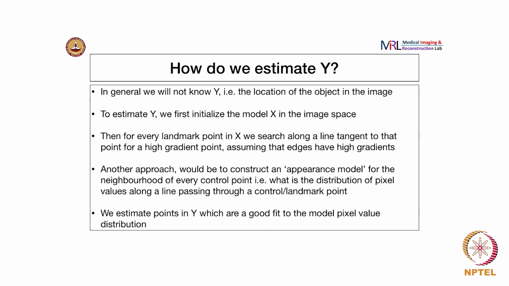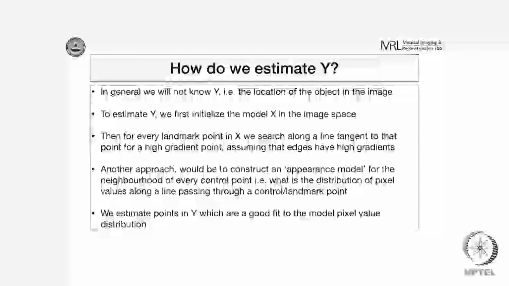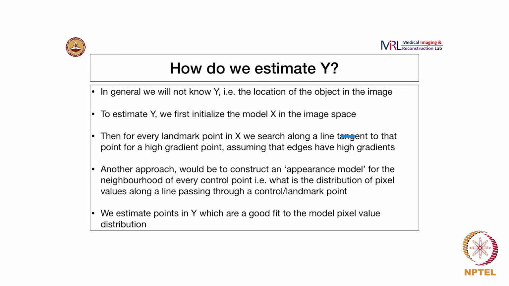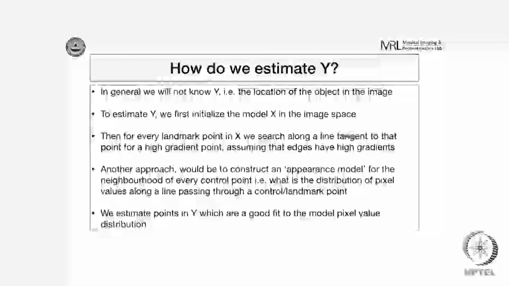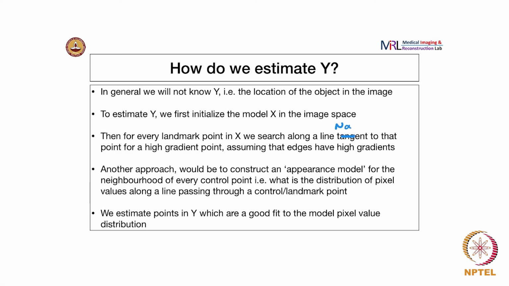So first we initialize the model in the image space. Then for every landmark point in X, we search along a line normal, not tangent, sorry. You draw a tangent, and you search along the normal. Search along the normal.